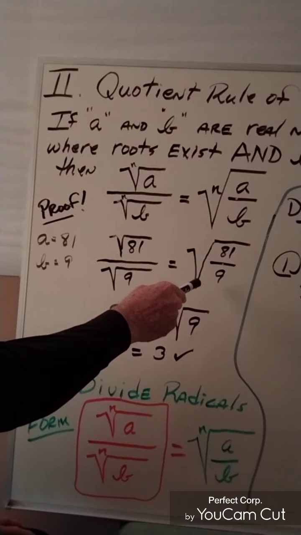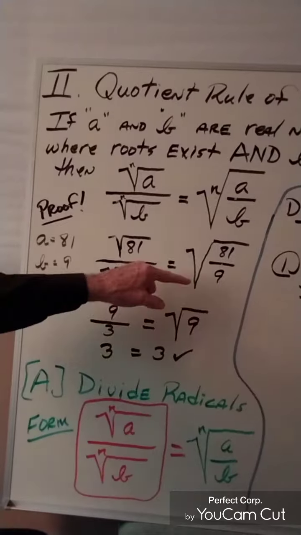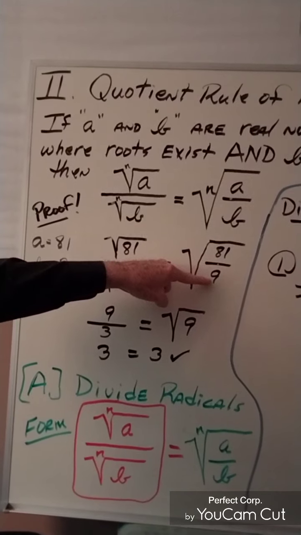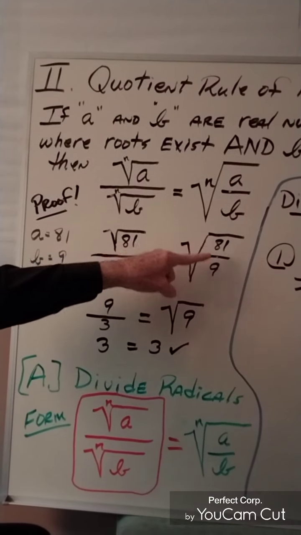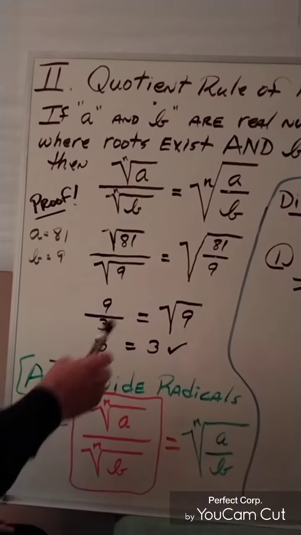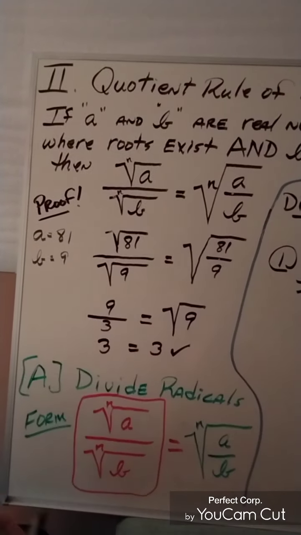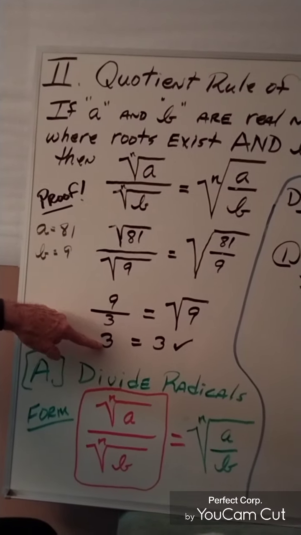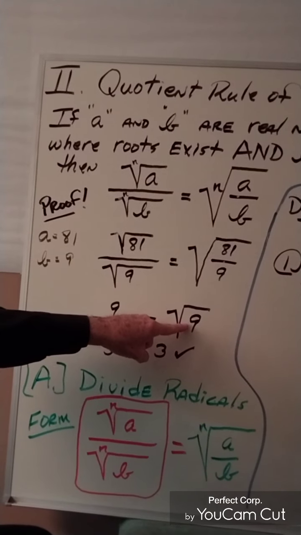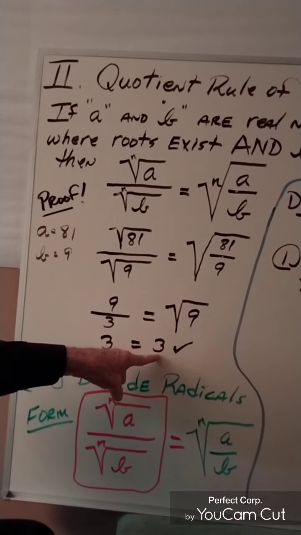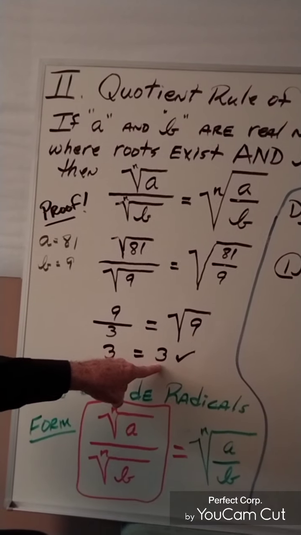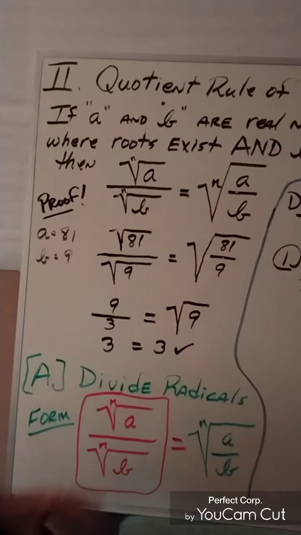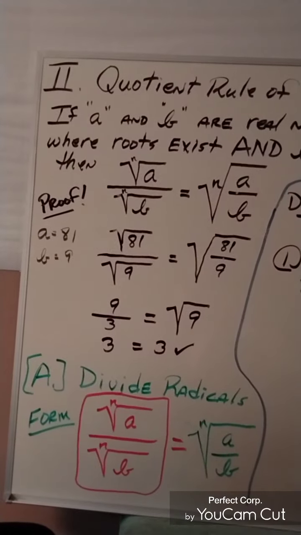If we go over to the right-hand side and we literally divide the 81 divided by the 9, this entire radicand right here, 81 divided by 9 leaves us with the radical of 9. Back to the left, 9 divided by 3 is 3. And the radical of 9 simplifies to 3. 3 equals 3. This must hold water. This must be true. And it is true.